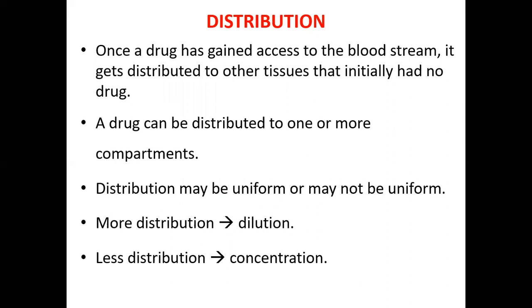Once the drug is administered, it gets access to the bloodstream and gets distributed to other tissues that initially had no drug. The drug can be distributed to one or more compartments. Distribution may be uniform or may not be uniform. It may be evenly or unevenly or selectively distributed to different body compartments. If more of the drug is distributed, the drug becomes diluted. If less of the drug is distributed, more concentration of the drug is available.